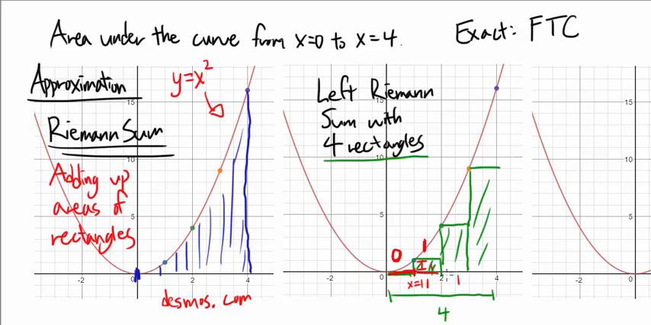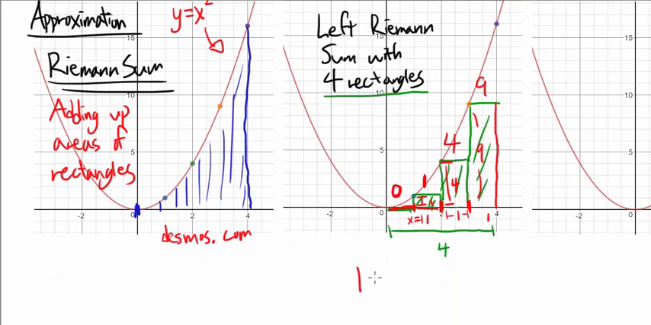For this rectangle, the width is 1 once again, and to find the height, you're going to plug 2 into the equation to get 2 squared, or 4. So the area is 4 times 1, or 4. For the last rectangle, the width is 1 once again, and you're going to plug in x equals 3 into the equation to find the height, which is 3 squared, or 9. So the area is 9. So the left Riemann sum is going to be 0 plus 1 plus 4 plus 9, or 14.